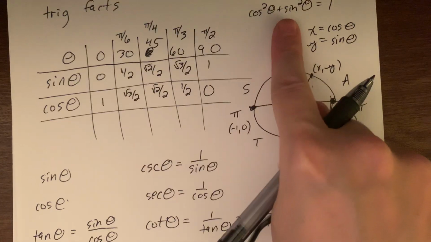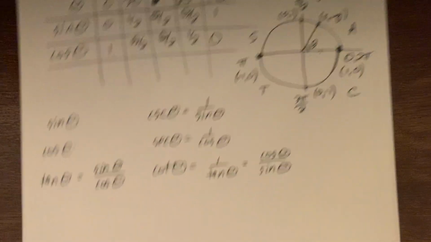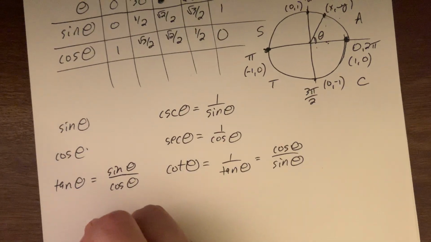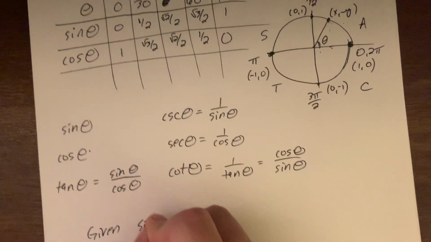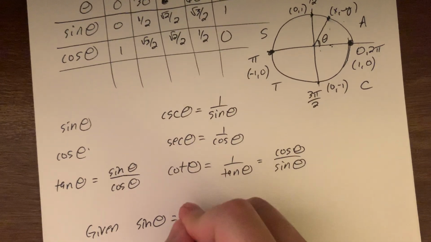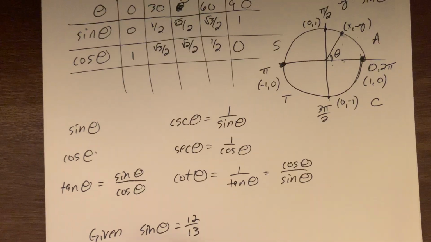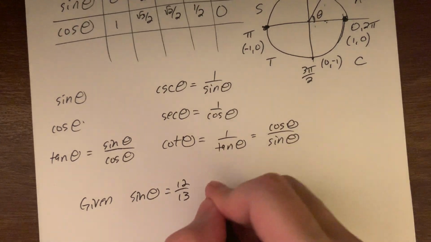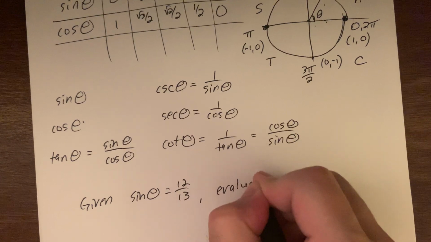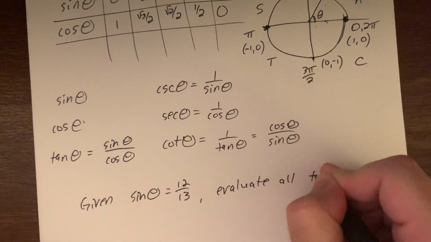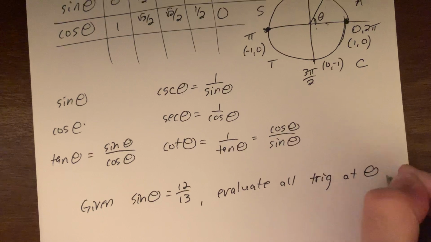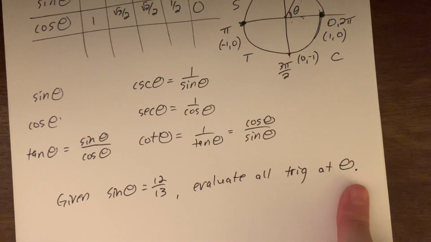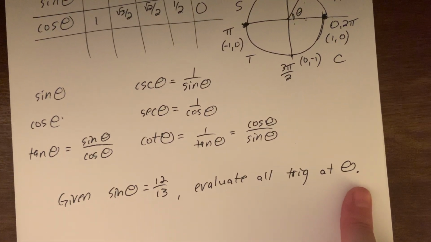So let's finish this up with a problem. That's it, just one problem. Given sine of theta equals 12 over 13, and I should note that I'm in the first quadrant, but I really just want to keep this more on the trig values. Given sine of theta is 12 over 13, let's evaluate all the trig functions at theta. How the heck are we supposed to do that?